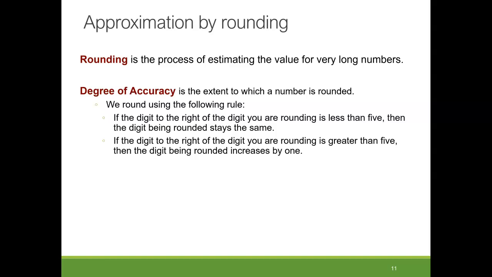So we round in the following way, depending on which digit is being rounded. We look at the next digit to the right. If that digit is 5 or greater, we round up. If it's less than 5, we round down, right? Standard way of rounding. You've rounded your entire life. No different now.